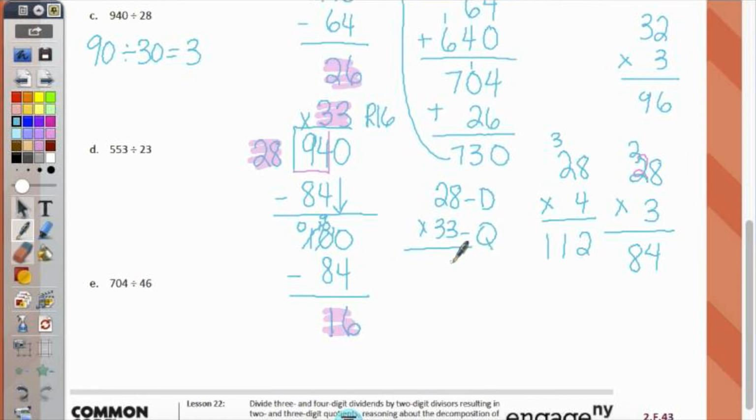I bet we're going to get 84 and 840. How many of you think that's what it's going to be? Okay, let's check it, because we could have made a mistake somewhere. And we could have forgot our zeros.